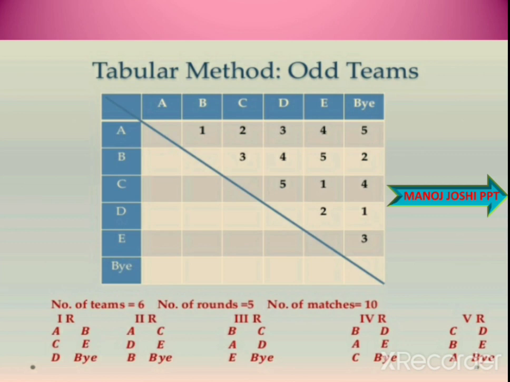And again, in the same way we write the teams alphabetically. The number of teams is 5. This is by mistake, it is written here that the number of teams is 6. The number of teams is 5. In the odd number case, the number of rounds is always equal to the number of teams, n. So now we see 5 teams, A, B, C, D, E. So the number of rounds will be 5, and the number of teams will be 5.